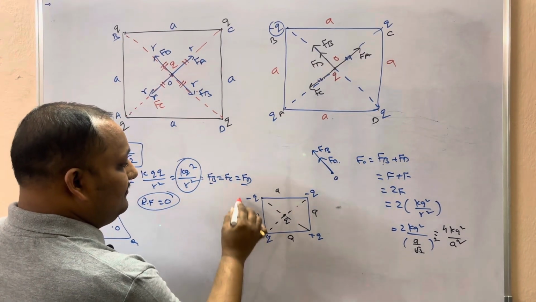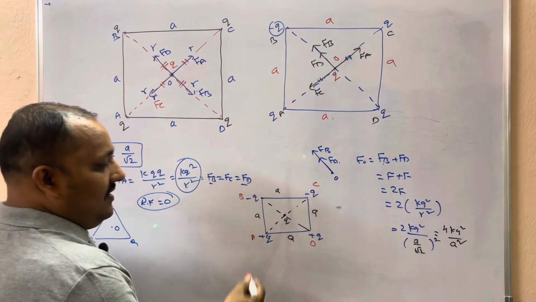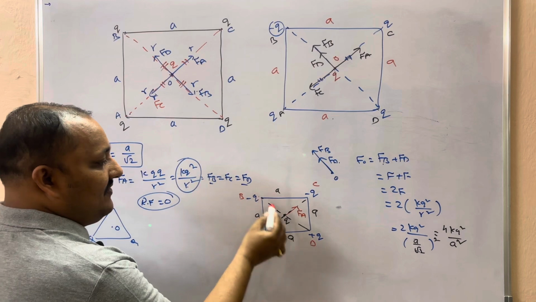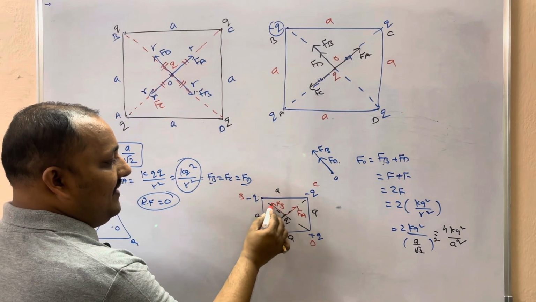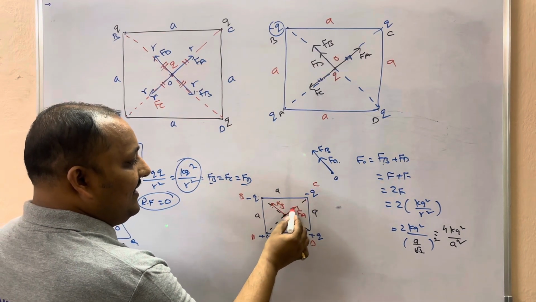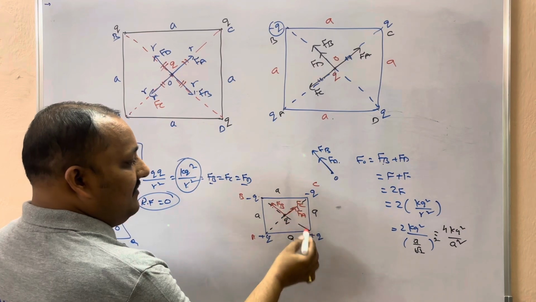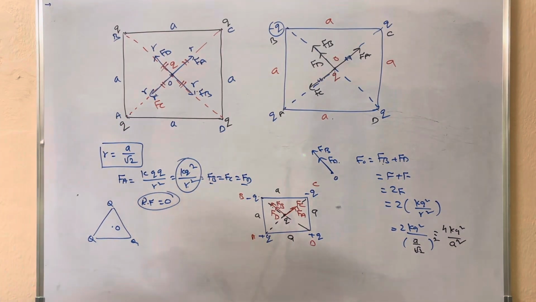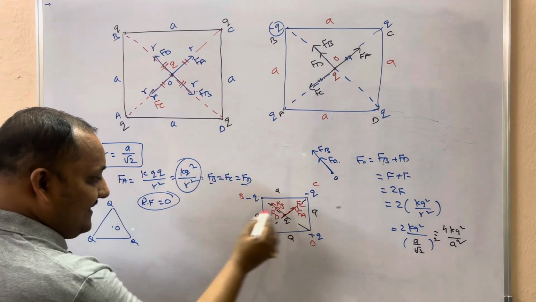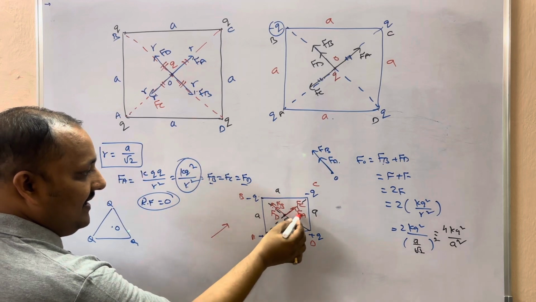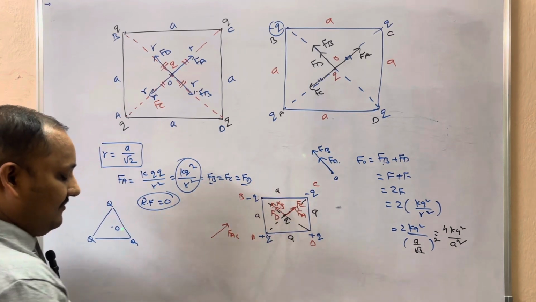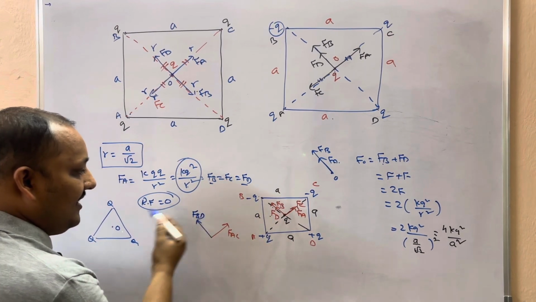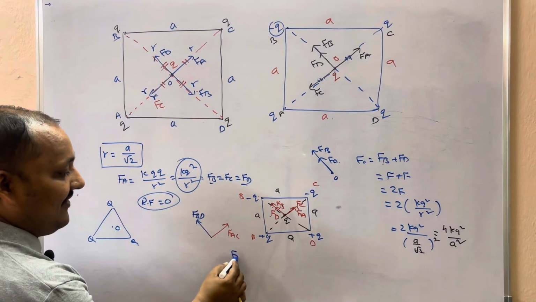So A, B, C, D. Because of the positive charge, repulsive, Fa. Because of the negative charge, attractive, Fb. Because of the negative charge, attractive, Fc. Because of the positive charge, repulsive, Fd. Correct? Now see, at center, you got two forces here, A and C. I am writing FAC. Here you got two forces, B and D. I am writing FBD.